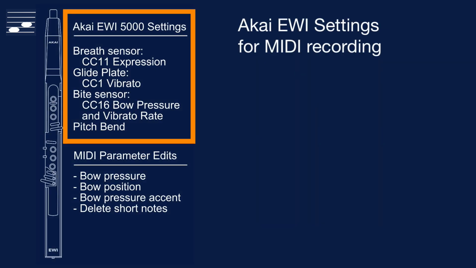The breath sensor generates CC11 data. The glide plate is used for CC1, the vibrato controller. I use the bite sensor to control bow pressure and vibrato rate. I try to avoid pitch bend in the current set of examples.